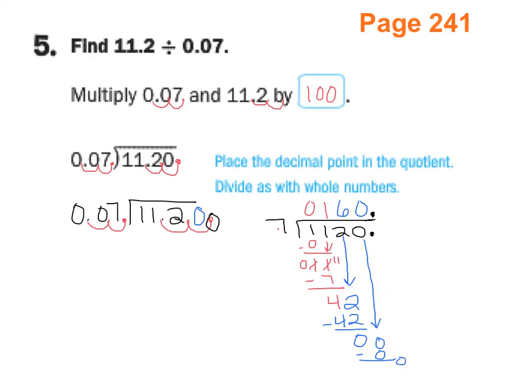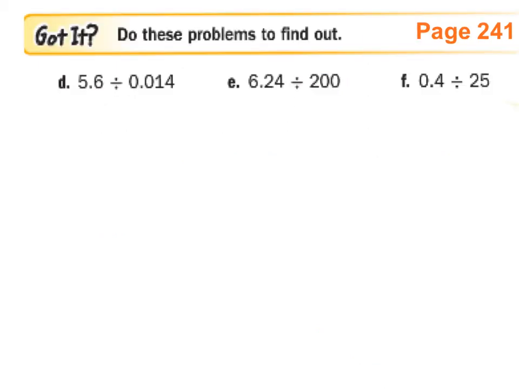So our quotient is 160. I can drop the 0 out in front because we usually don't keep zeros in front of whole numbers, and we can drop the decimal point because we don't usually keep a decimal when it's just a whole number without anything behind it. So let's try some of these together.